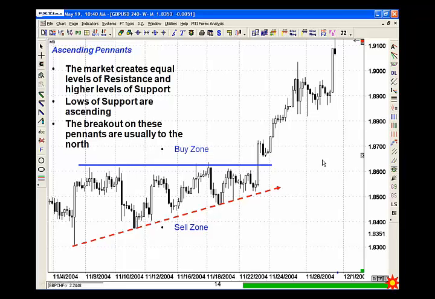Now, the market creates equal levels of resistance. You can see here, equal levels of resistance. And then it's ascending, okay, lows. And the market usually breaks to the north.